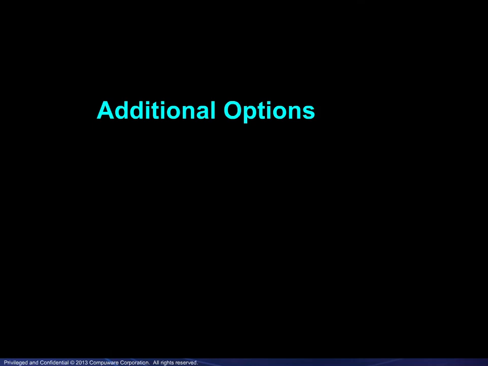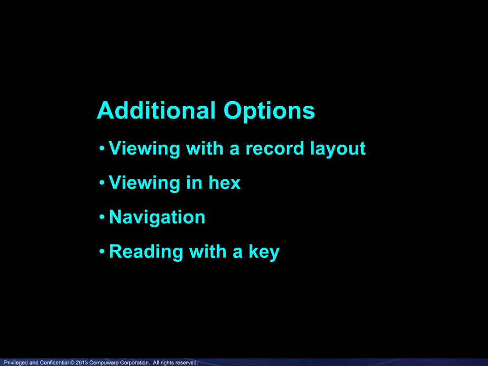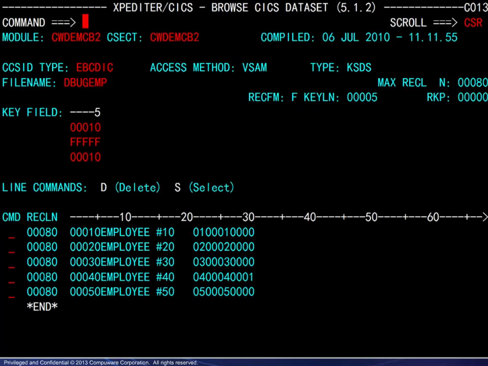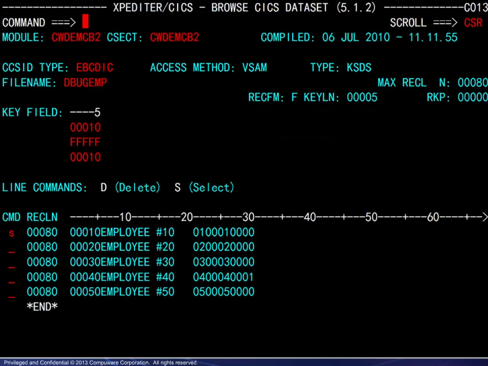We will look at some additional options: viewing with a record layout, viewing in hex, navigation, and reading with a key. We return to the Browse panel. Recall that we can get here directly by using a jump command. Next, we select a record.